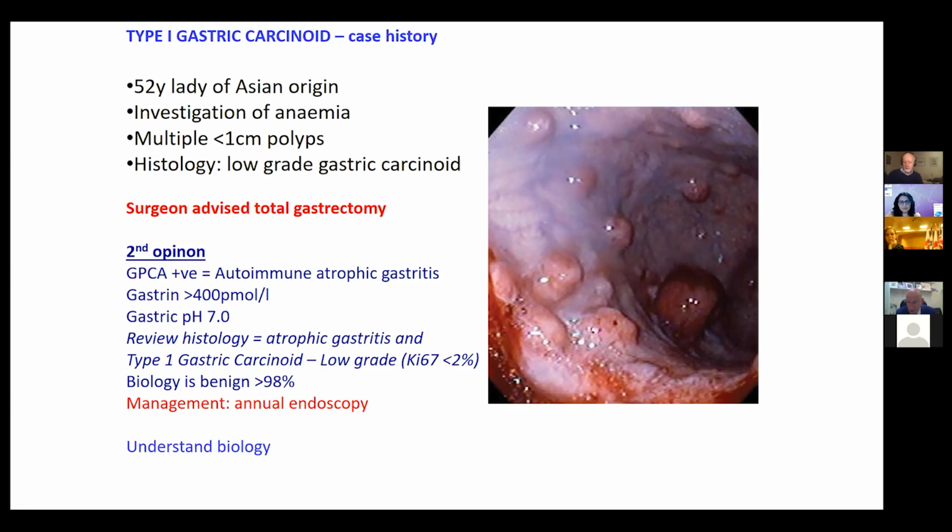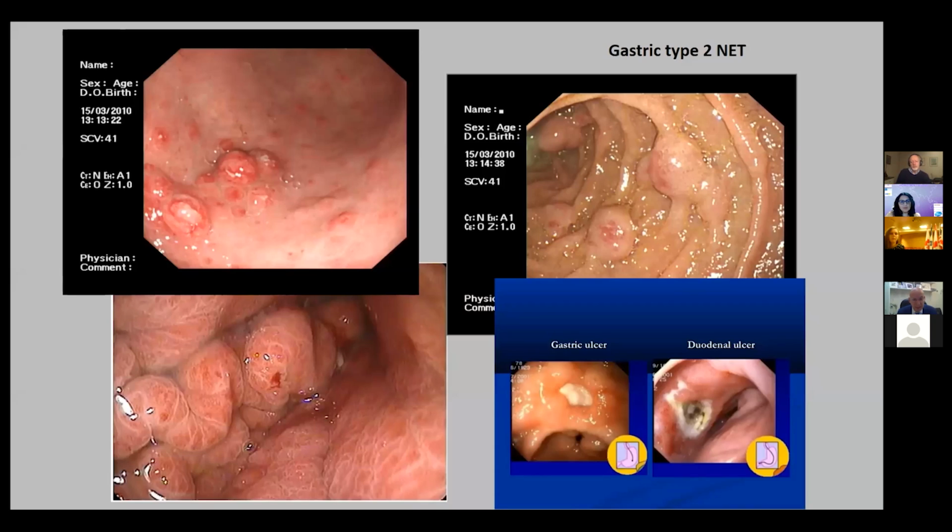Now, each year I'll have 1 or 2 patients who are referred for total gastrectomies, and that would be inappropriate and a disservice to the patient in terms of their quality of life. It's important to understand the biology of the patient, and also for patients to be seen, therefore, in specialist centers.